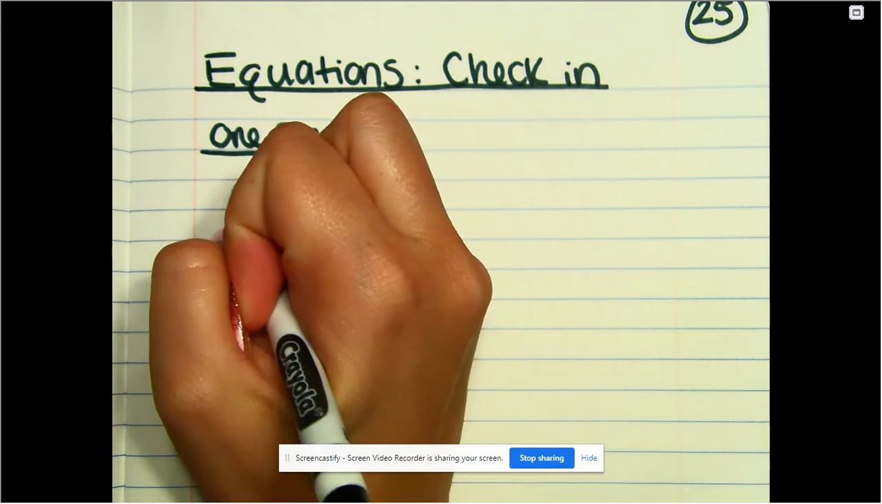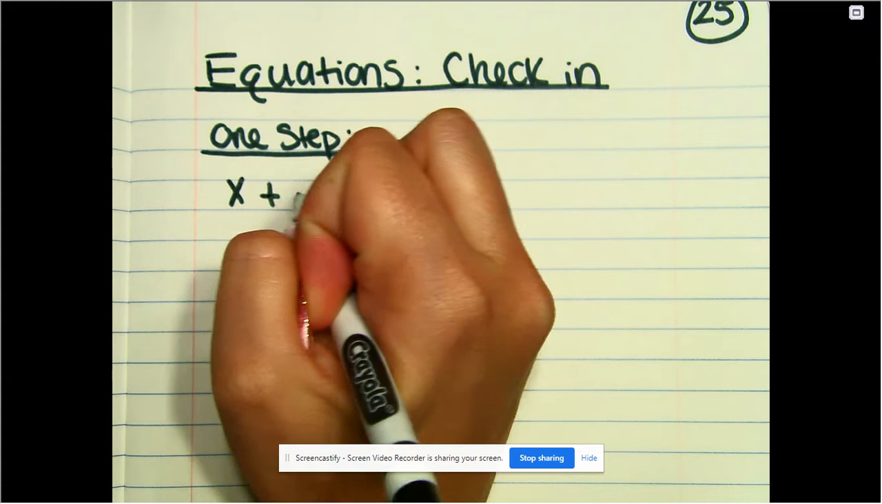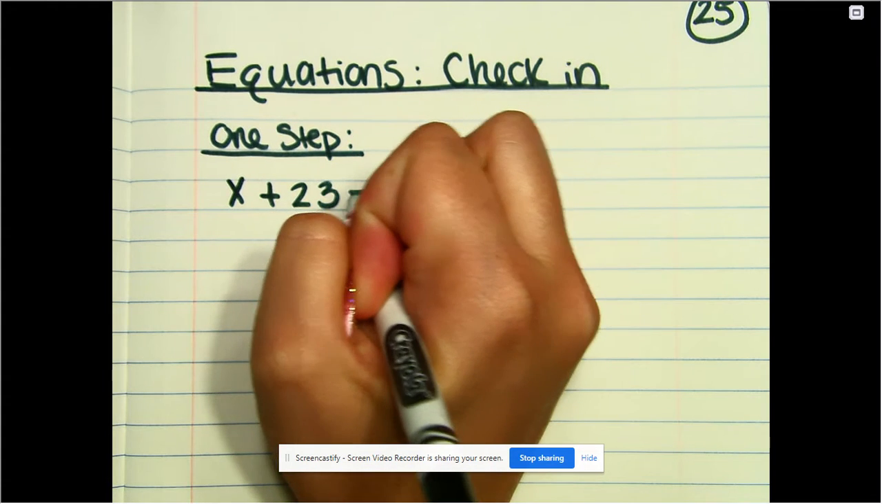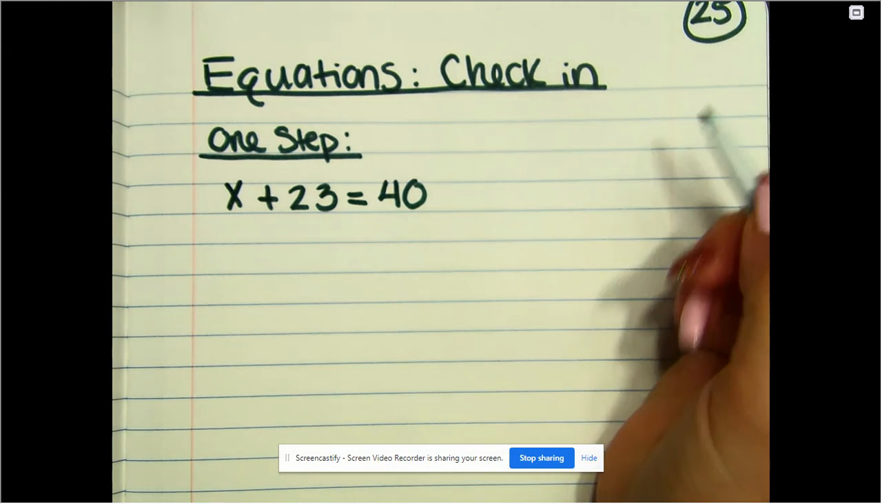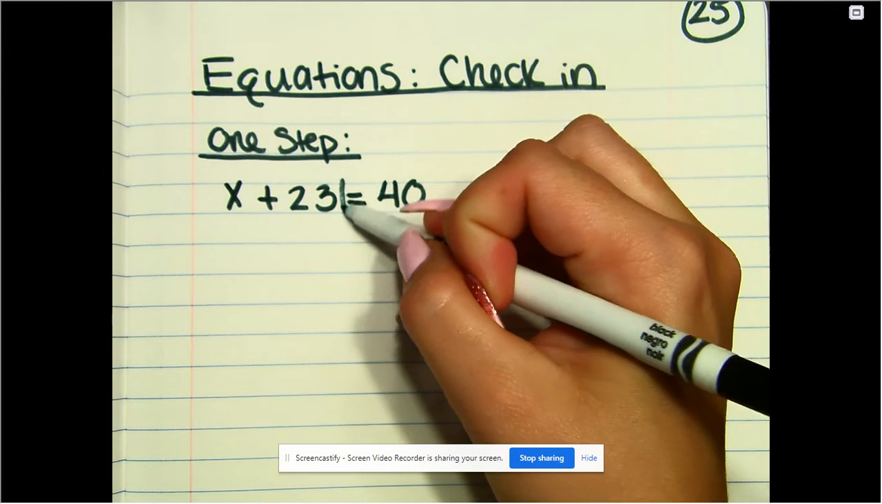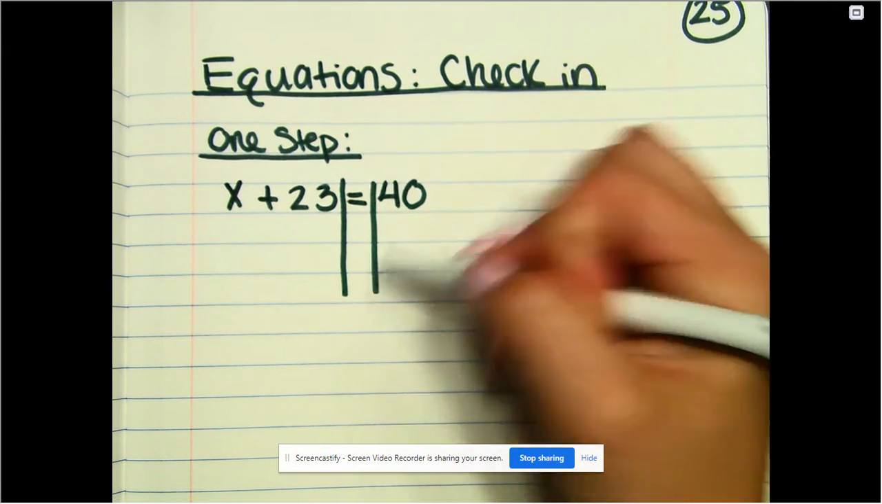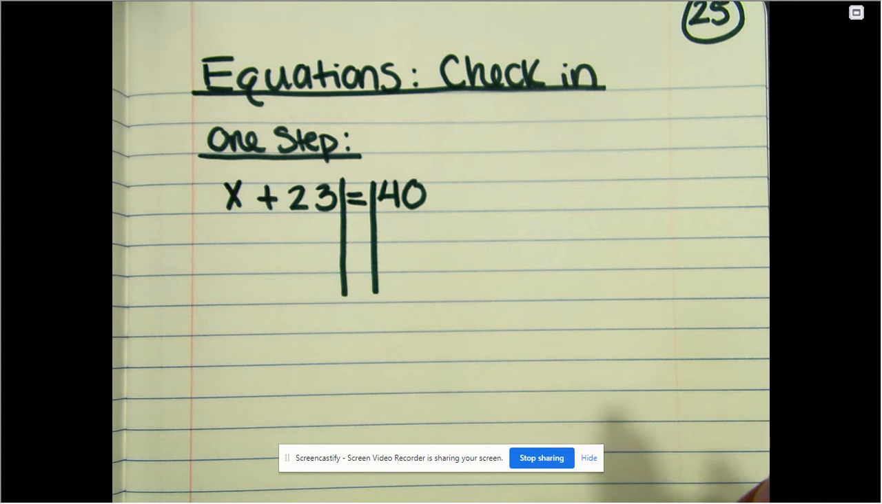Let's do x plus 23 is equal to 40. So we could use guess and check. However, we're going to start using our inverse operations to solve these equations. So our inverse operation of adding 23 is going to be subtracting 23. And with equations, they must remain balanced.